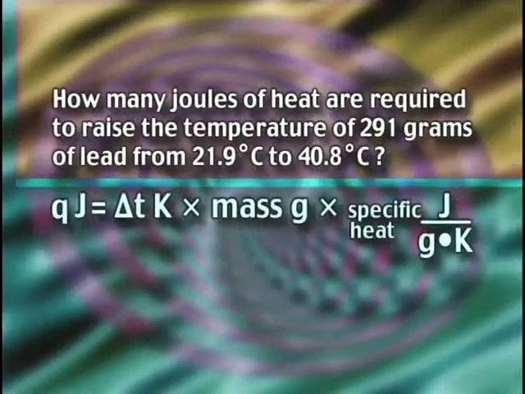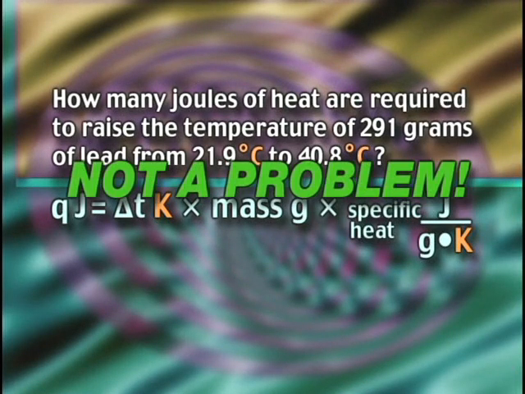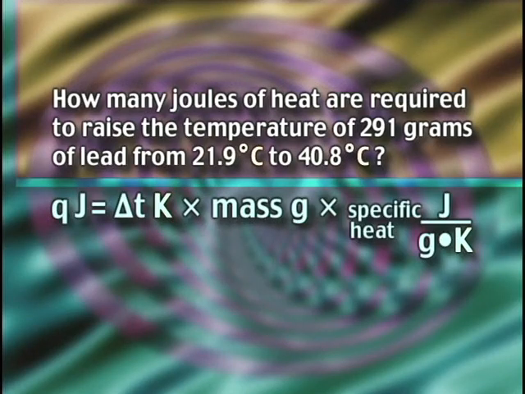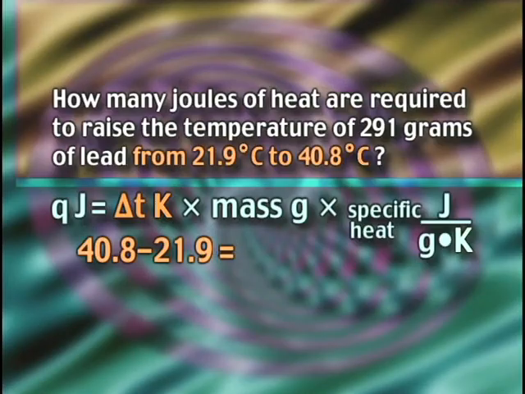If you noticed in the problem, the temperature is in degrees Celsius, but specific heat uses Kelvins. And this isn't a problem since we're looking for a temperature change. We can use the fact that a change of 1 degree Celsius equals a change of 1 Kelvin. So, our change in degrees Celsius is equal to the change in Kelvin, and we don't have to worry about it. Our change in temperature is 40.8 degrees minus 21.9 degrees, which equals 18.9 degrees.